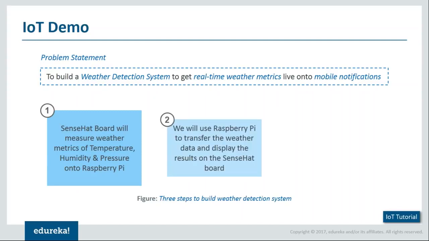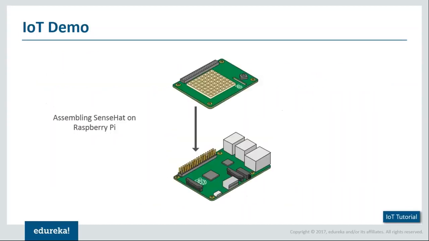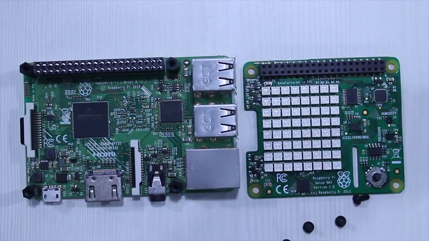Then we'll use the Raspberry Pi to transfer this data and display it on the Sense HAT as well. We'll just be displaying the temperature as of now on the Sense HAT. Finally, we'll be using the InstaPush API and a Python program through which we can send this notification across the internet to our mobile application. So let's begin the demo part. First, let me show you what the Sense HAT is and how you can assemble it on the Raspberry Pi.